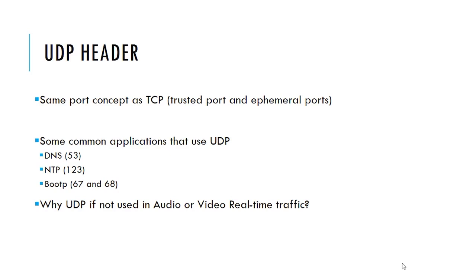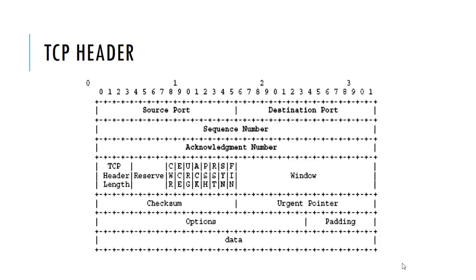It is either a trusted port, which is less than 1024 in number, or it is an ephemeral port, which is more than 1024. Port numbers less than 1024 are for servers. Port numbers that are ephemeral, greater than 1024, are for ordinary machines that are not servers.